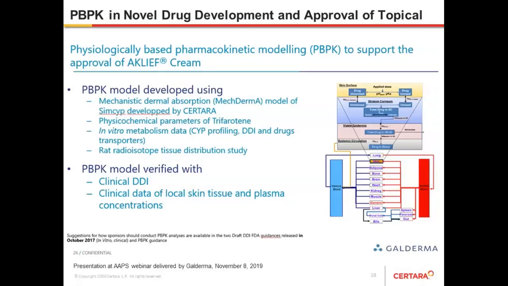It's a case study which was presented by colleagues from Galderma during the APS webinar earlier last year. And in this case, the MechDermA model was used to support approval for an active cream. And there were two types of questions asked during the drug development. The first one was the risk connected with the potential drug-drug interaction. And the other one was whether we were able to translate the clinical results, or combination of preclinical and clinical results generated for adults, to the pediatric population.